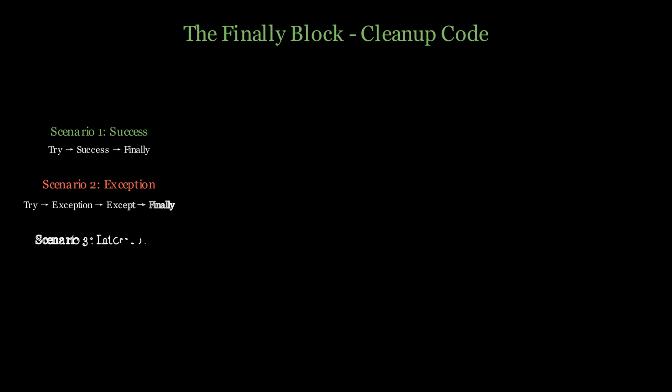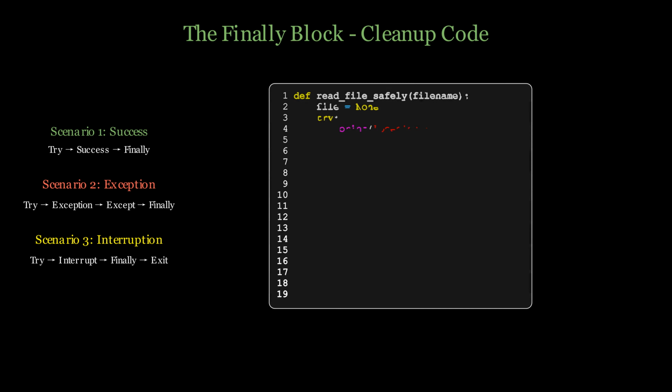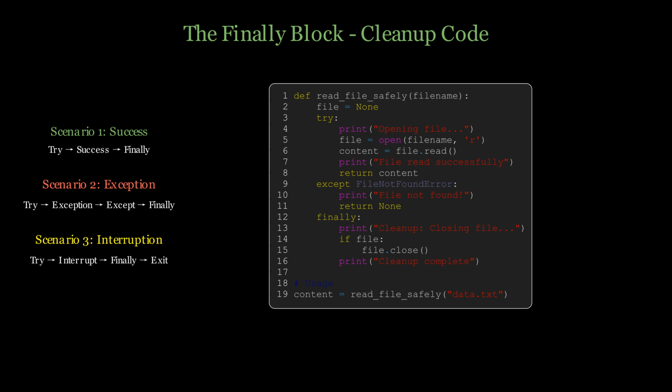Here are 3 scenarios showing finally's behavior. In success, try executes then finally runs. With exceptions, try fails, except handles it, then finally runs. Even if interrupted, finally still executes for cleanup. This guarantees that important cleanup code like closing files always happens.